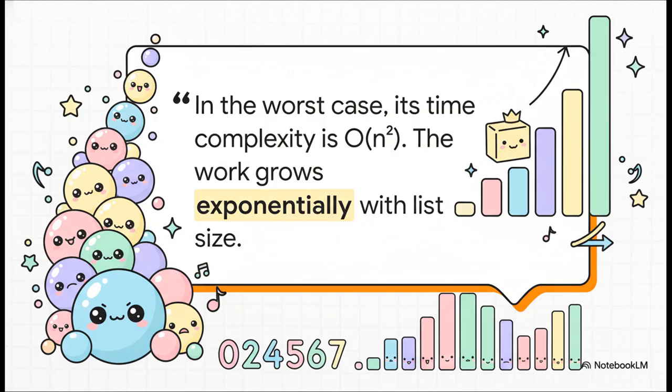Now, that sounds complicated, but all it really means is that the amount of work the algorithm has to do grows exponentially as the list gets longer. So if you double the number of items you're sorting, it doesn't take twice as long, it takes more like 4 times as long. And that's exactly why it's a terrible choice for any large dataset.